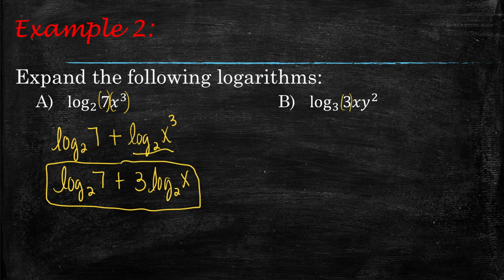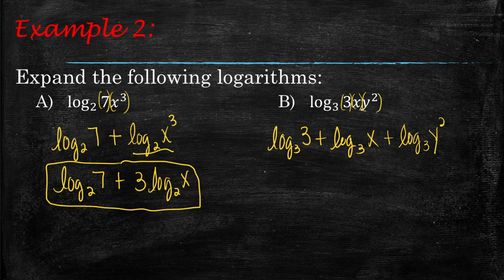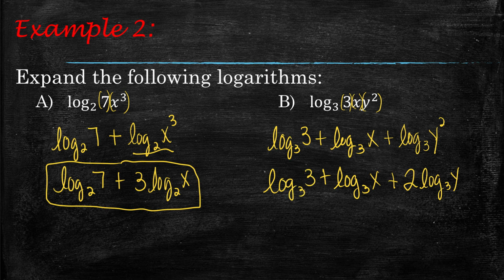Here we have a 3, we have an x, and we have a y squared. These are all being multiplied, so we're going to expand it as log base 3 of 3 plus log base 3 of x plus log base 3 of y squared. And then the only other thing that we could do is we could convert this last one into 2 times log base 3 of y. And so let's just go ahead and bring down these others. And this would be what it is in expanded form.